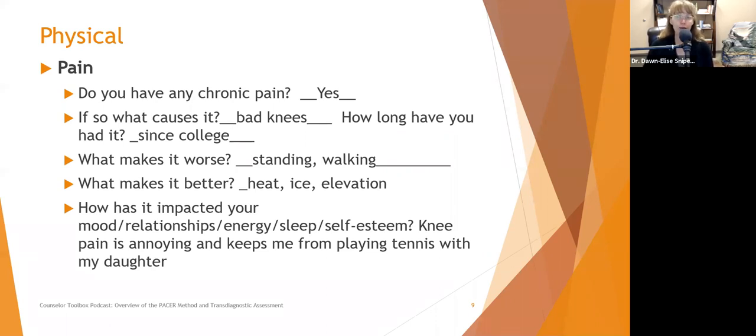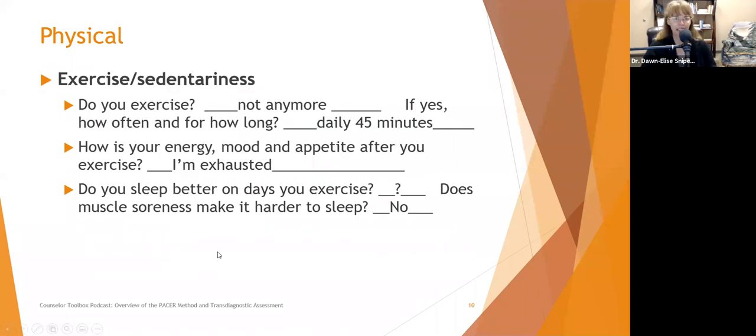How has it impacted your life? And he reports that his knee pain's annoying and it keeps him from playing tennis with his daughter because the lateral movements really aggravate his knee and he can't get to the ball nearly as quickly. That's a little bit frustrating, but it's not horribly impactful in his life. It's just one of those chronic nagging things.